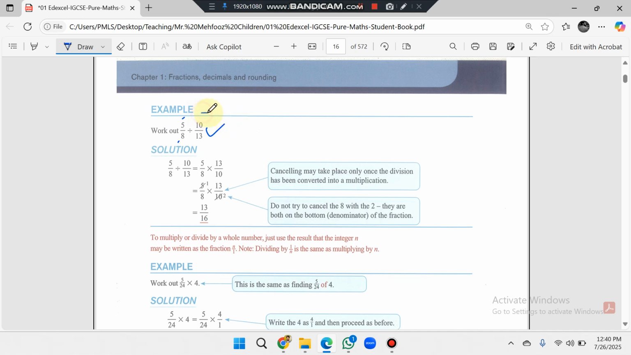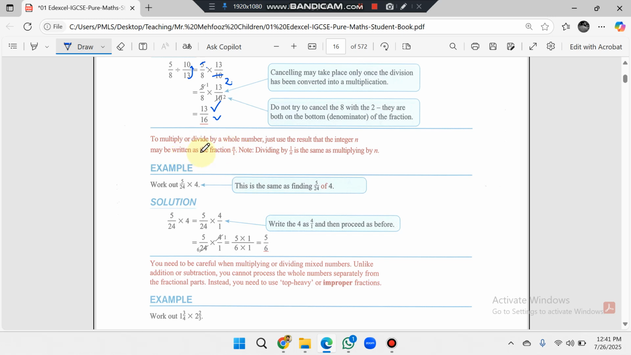So we cannot simplify in the present state. First of all we have to change this division into multiplication. So it becomes 5 over 8 multiply by this denominator becoming the numerator and this numerator becoming the denominator. It becomes 13 over 10. So here you can see that 5 ones are 5, 5 twos are 10. When we simplify it, it becomes 1 multiply by 13, that is 13, and 2 multiply by 8, that is 16. So 13 over 16 is your simplified answer, right?